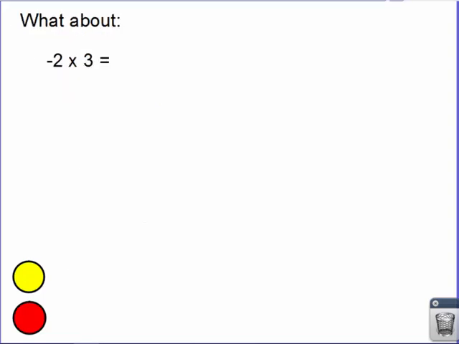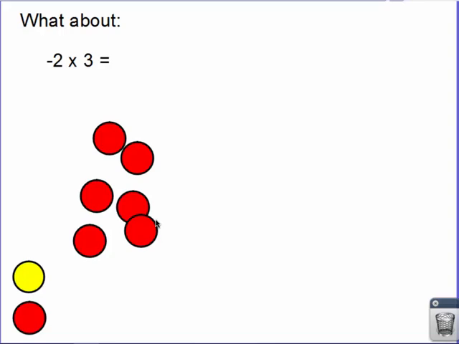Well, what if I had negative 2 times positive 3? If we continue keeping this as our group, what this really says is, that negative in front of the 2 says I want the opposite of two groups of positive 3. And the opposite of two groups of positive 3 would be two groups of negative 3. So again, we end up with a negative 6 as an answer. So a negative times a positive gives me a negative as an answer.